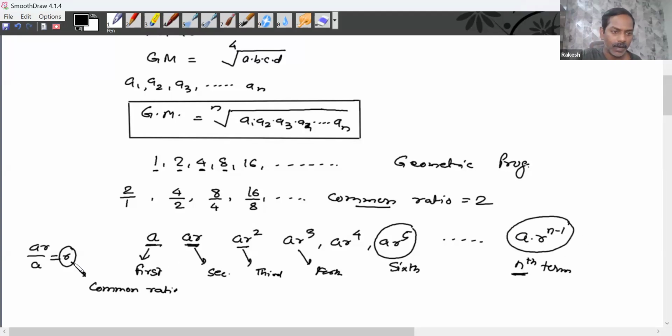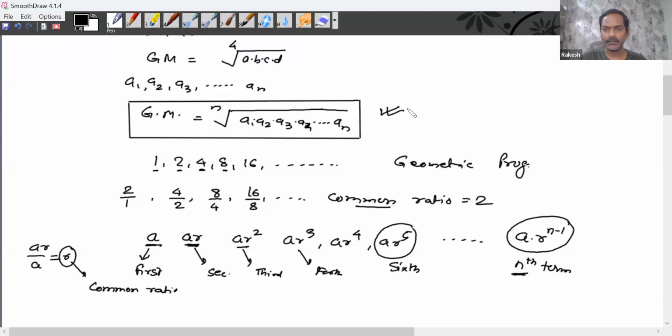This is called the first term. R is the common ratio, right? This is the geometric progression. And how do we find the geometric mean of any given numbers? This is the formula which we'll be using, right? So I have introduced the geometric mean formula first. Then I have made you understand what a geometric progression is, right?